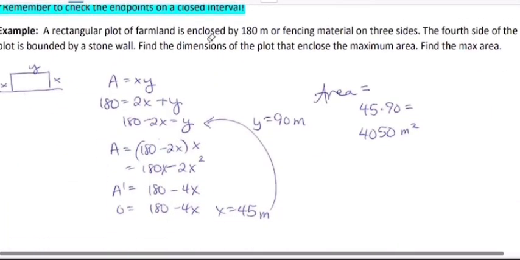Okay, so currently we are on applying derivative in optimization problem. Take a look at this: a rectangular plot of farmland is enclosed by 180 m of fencing material on 3 sides. The fourth side of the plot is bounded by a stone wall. Find the dimensions of the plot that enclose the maximum area, then find the maximum area.